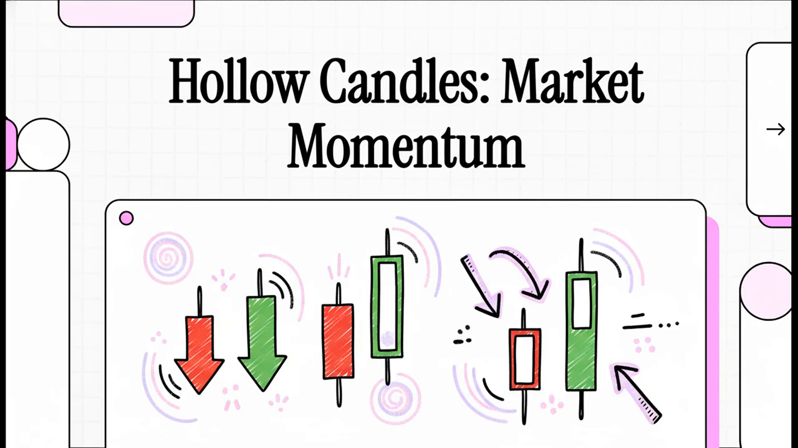Standard candlestick charts tell a story about price. But what if there was a version that added a whole new chapter, a chapter all about momentum? Well, today we're diving into hollow candles. It's a really simple tweak that can completely change how you see market trends. So let's get right into it.